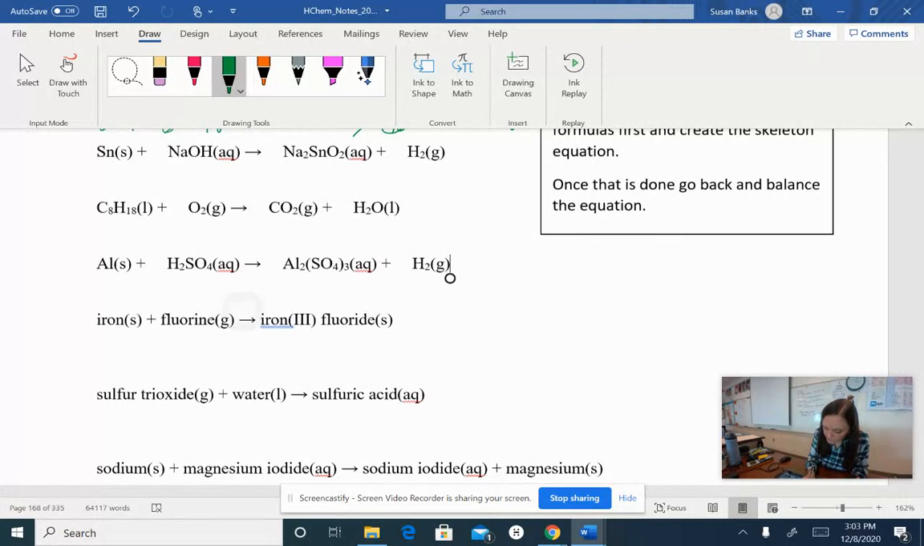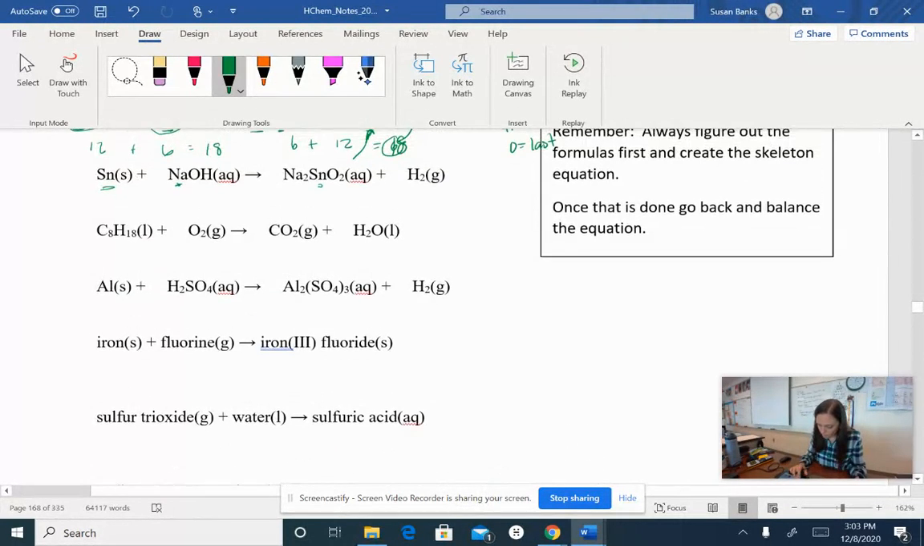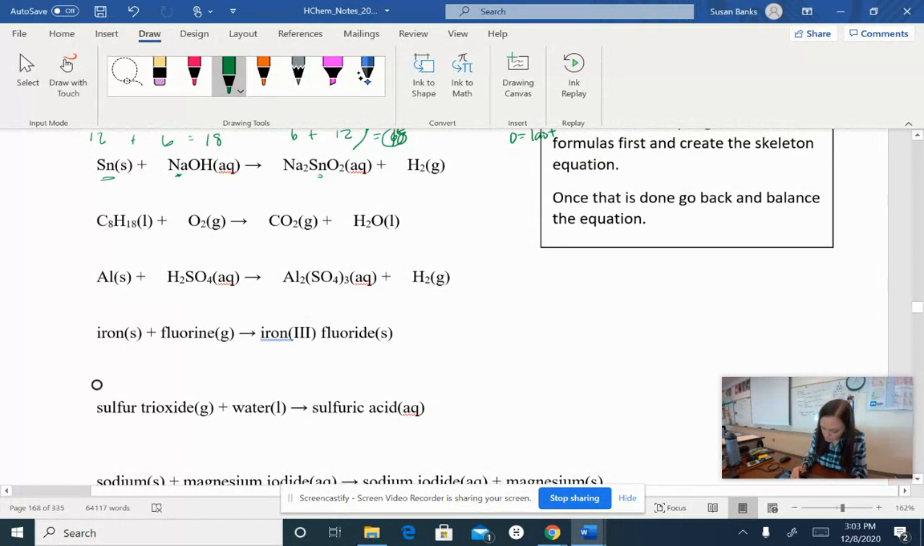All right, tin. I've got 1 tin, and I've got 1 tin. I've got 1 sodium, and I've got 2 sodiums right here, so I need to multiply this by 2. Okay? And then, let's see, I've got 2 times 1. I've got 2 oxygens, so I've got 2 oxygens right here. I've got 2 times 1 for my hydrogen, and I've got 2 hydrogens right here. So all I needed to do was put a coefficient of 2. How'd you do there?